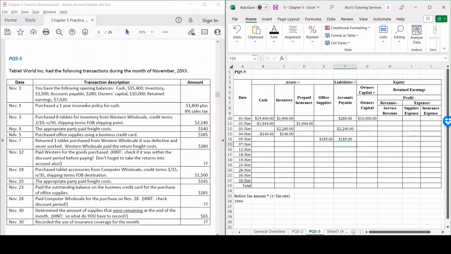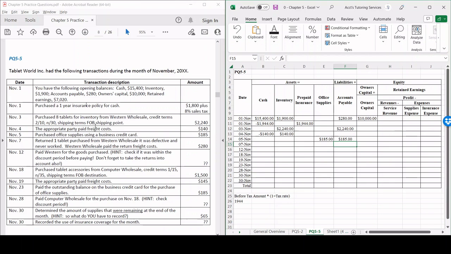Now, November 7th, we returned 1 tablet purchased from Western Wholesale. It was defective and never worked. As a result, since it was their fault, they will pay for the return freight cost. So in this case, we have no transportation expenses or freight expenses, so we can ignore that altogether, since we didn't pay for it, they paid for it. In our books, it has nothing to do with us. However, that could be different for a different question. Remember, don't memorize it, understand the material.